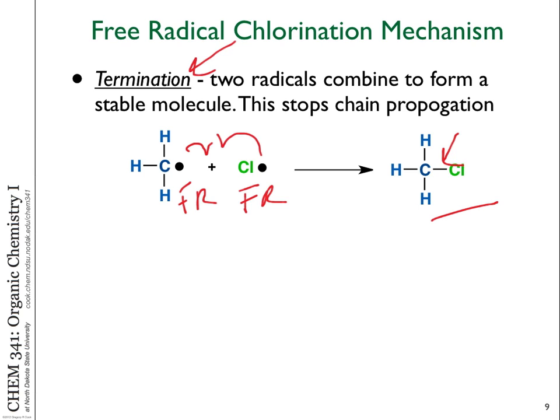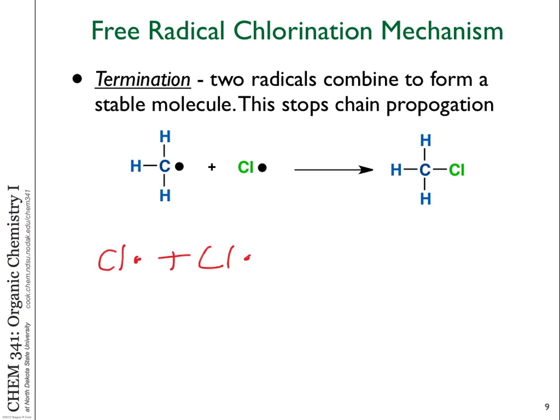Are there other chain termination processes you can think of? What are all the radical species we have present in this reaction? Well, we have methyl radicals and we have chlorine radicals. They could combine to form a carbon-chlorine bond, as I've shown here. So what happens if two chlorine radicals come together? That could happen, right? Chlorine radical plus chlorine radical. What would that form?